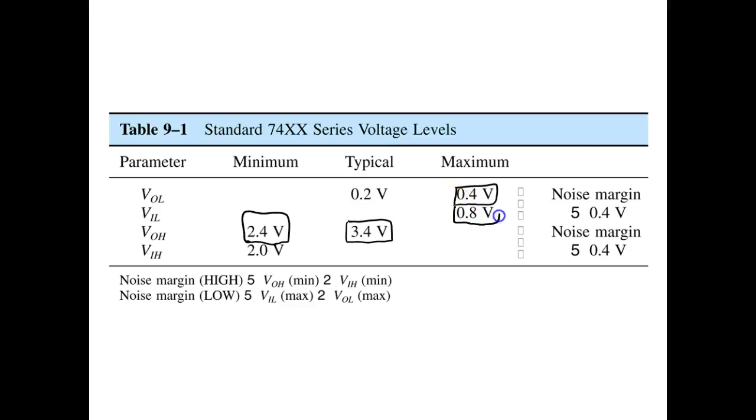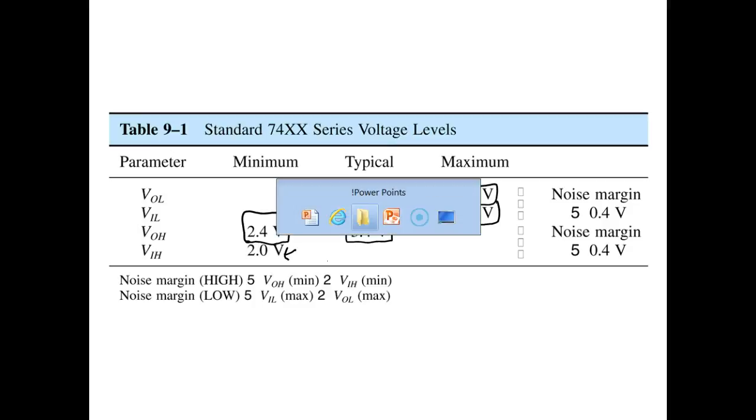And the input is 800 millivolts. So the output is guaranteed at 400, and the input says I'll accept 800. So we've got a 400 millivolt safety margin built in there, right? The output is guaranteed at 2.4, and the input says I'll accept 2. This is what we use for rule of thumb.